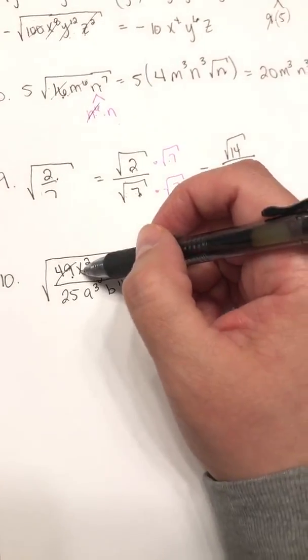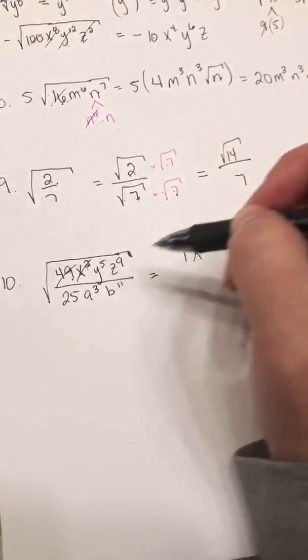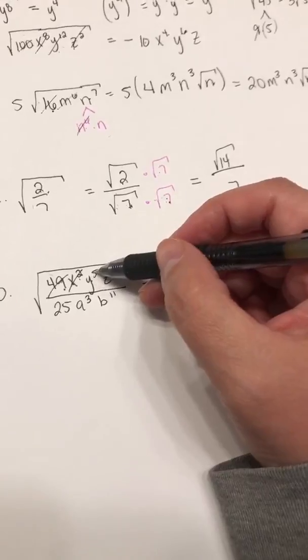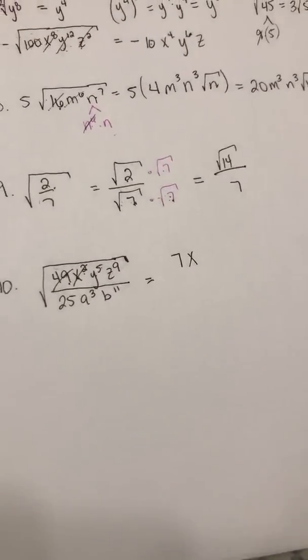The square root of x squared, 2 goes into 2 one time. So I've got an x out here. So I've taken care of that one. Y to the 5th, again, if it's an odd exponent, 2 does not go in an even number of times.